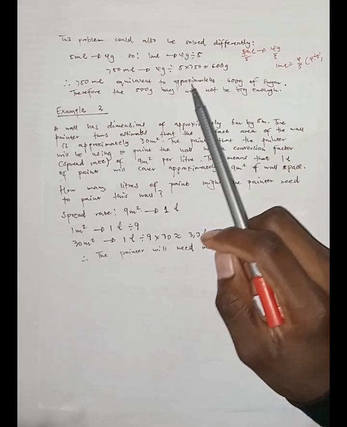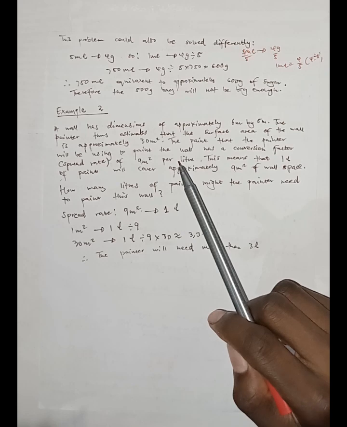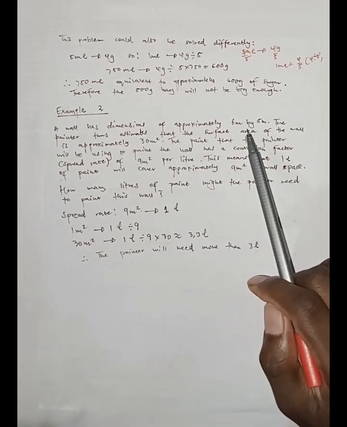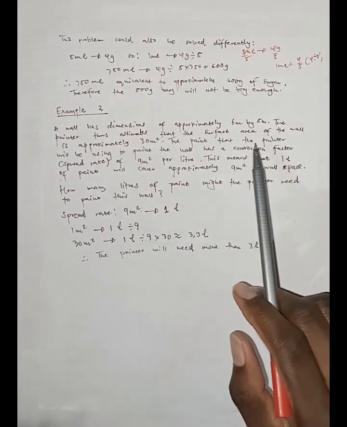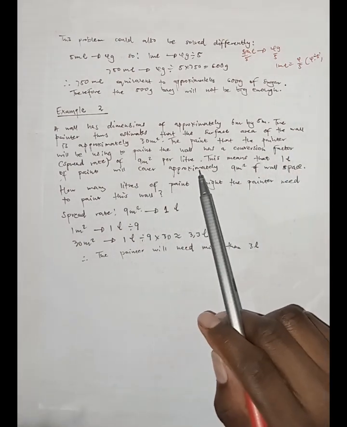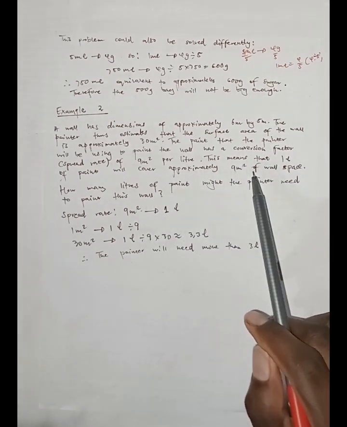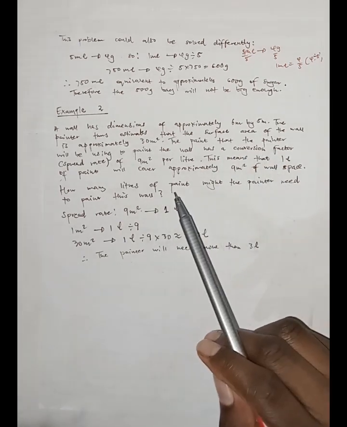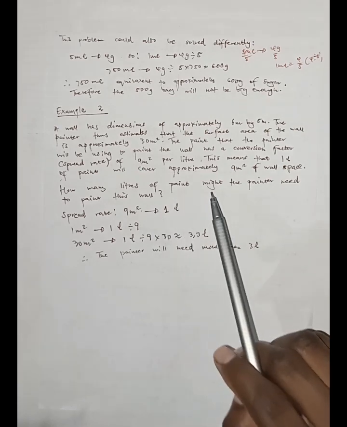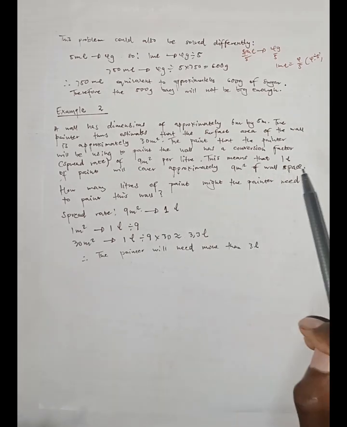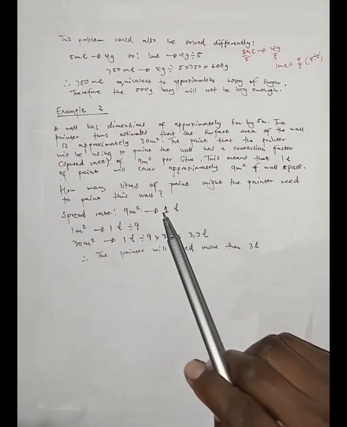Okay, now continuing. Example 2. A wall has dimensions of approximately 6 meters by 5 meters. The painter thus estimates that the surface area of the wall is approximately 30 cubic meters. The paint that the painter will be using has a conversion factor spread rate of 9 cubic meters per liter. This means that 1 liter of paint will cover approximately 9 cubic meters of wall space. How many liters of paint might the painter need to paint this wall?